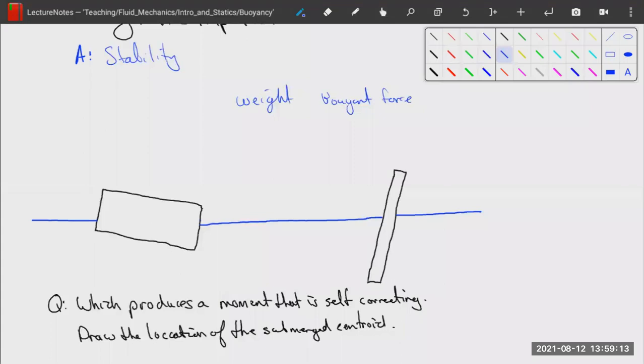So on the left-hand side, let's draw in our weight. We're assuming these are homogeneous objects. The weight's going to act through the centroid of the object, pointed down. So this is mg here. And then our submerged part of our object is going to look like this. There's our submerged part of our object.